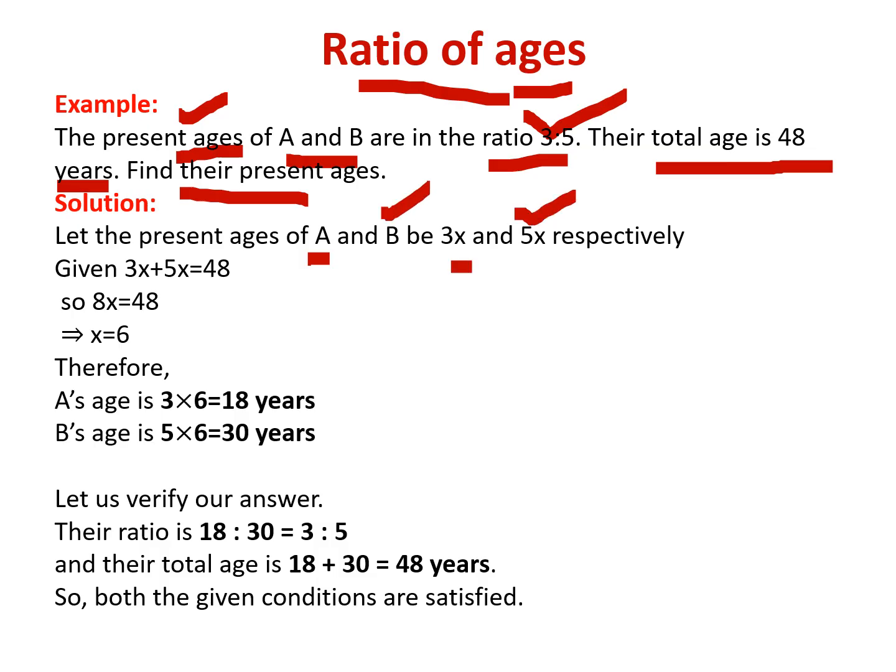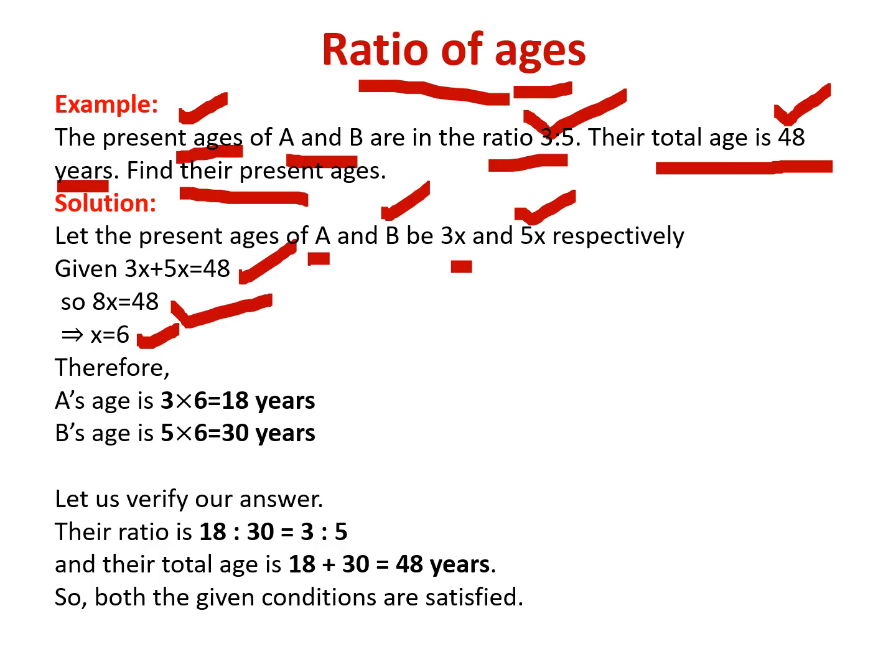Now we are given that their total age is 48 years. So we add their ages. We get 3x plus 5x is equal to 48. Combining the terms, we get 8x is equal to 48. Now divide both sides by 8. We get x is equal to 6. Therefore, one part of the ratio represents 6 years.